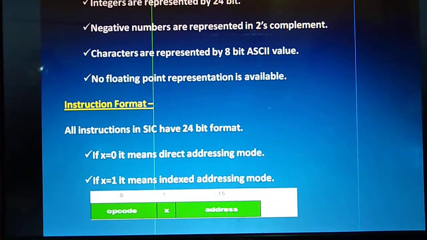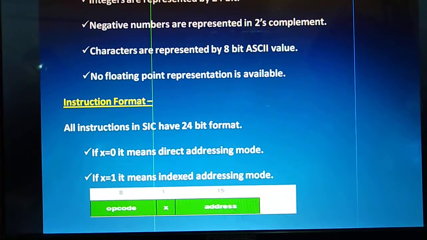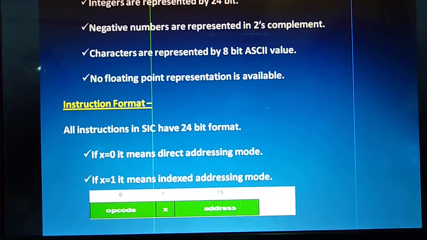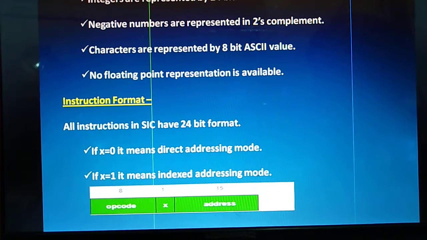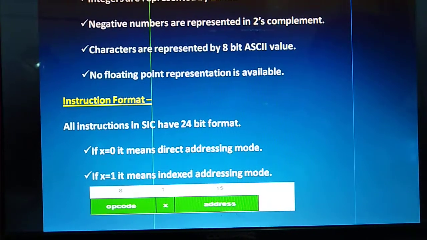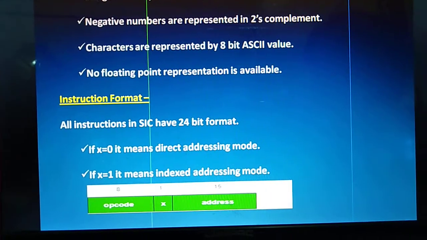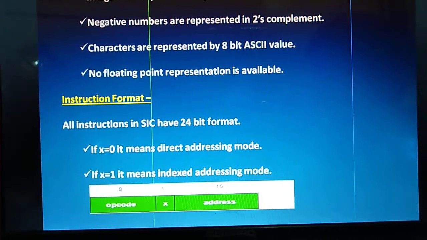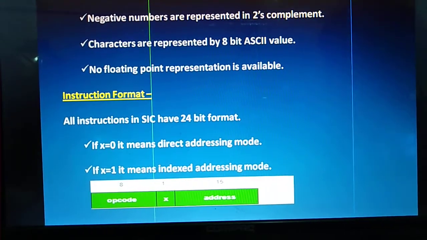Now what is the format of instruction? All instructions in SIC have a 24-bit format. I have given one small table here of the 24-bit format. If X is 0, it means direct addressing mode, and if X is 1, it means indexed addressing mode. 8 bits are for the operation code, 1 bit for X, which means we are talking about the addressing modes, direct or indexed, and 15 bits are for the address.